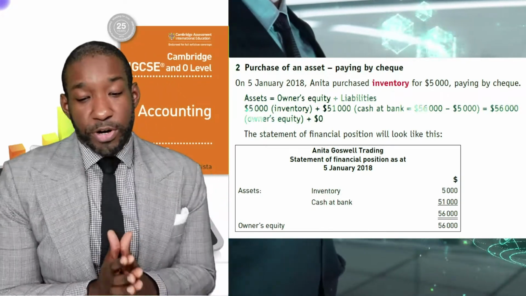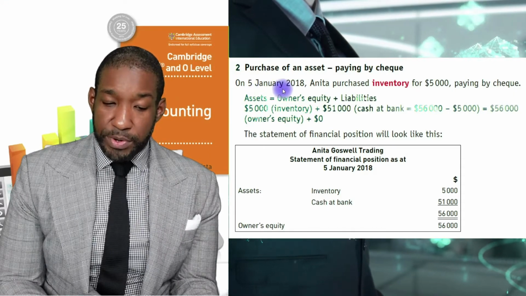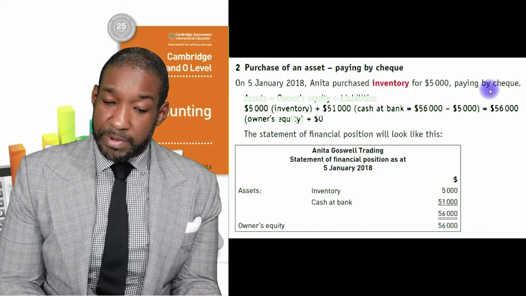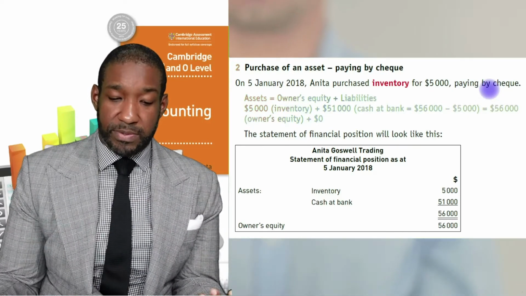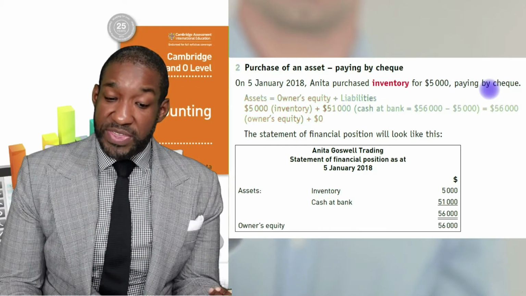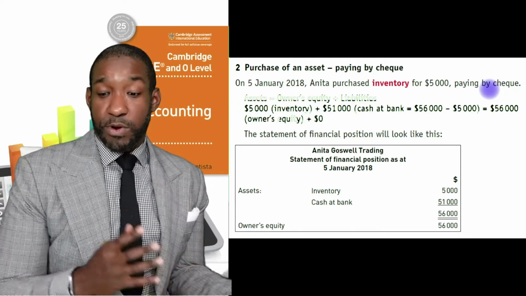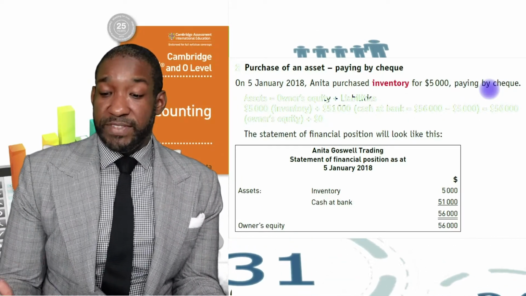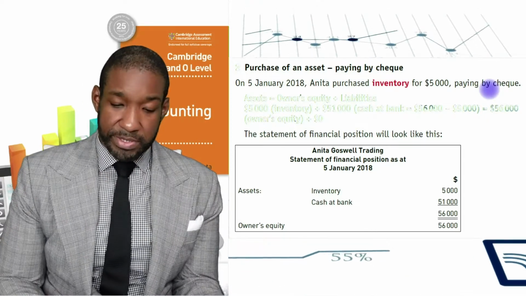So number 2, the purchase of an asset and paying by check. On the 5th of January 2018, Anita purchased inventory for $5,000 paying by check. Once again, assets equals owner's equity plus liabilities. $5,000 inventory plus $51,000 cash at bank, which is $56,000 before minus the $5,000 for inventory, equals a total of $56,000 in owner's equity plus, once again, $0 in liabilities.